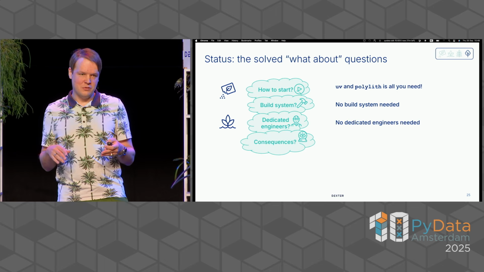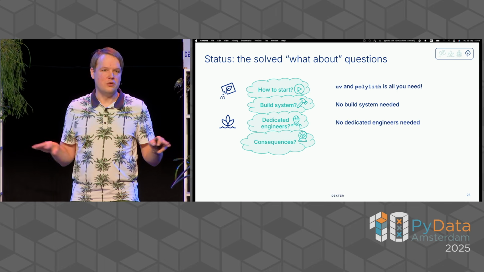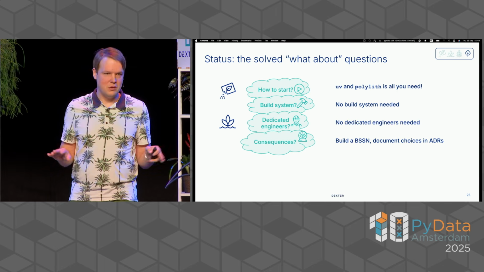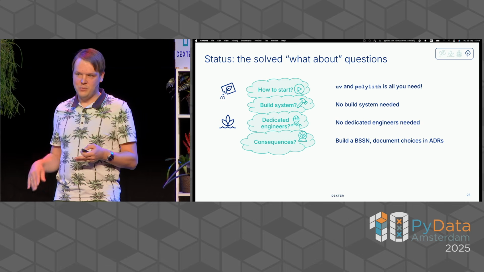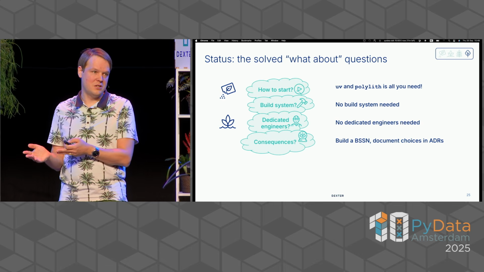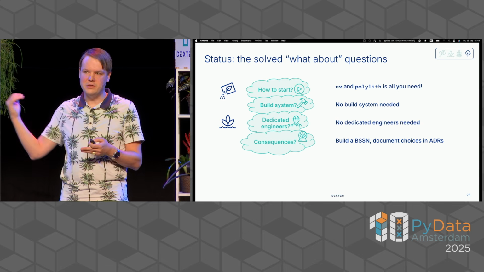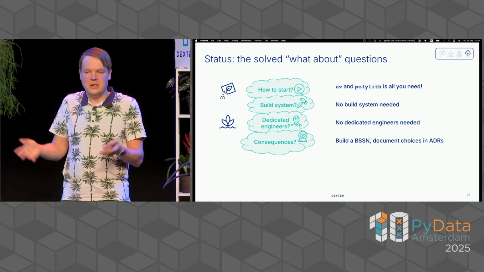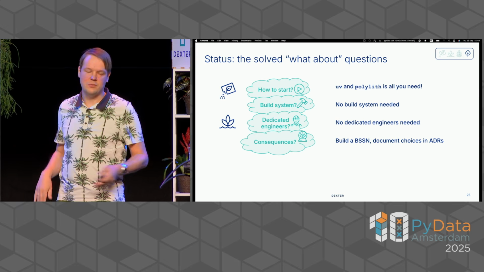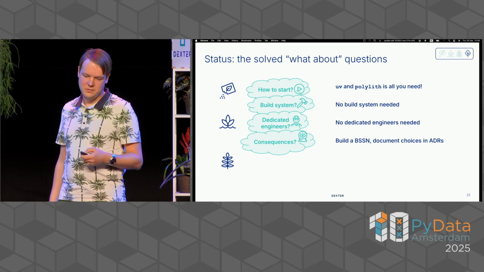When you try to think about the consequences of all your choices, don't. Build the best system for now, nothing else. But if you make a choice, document it in your ADRs, so you have a very good basis to build upon, even if the founders would leave the company or whatever. You have everything documented, and you can just build upon that.